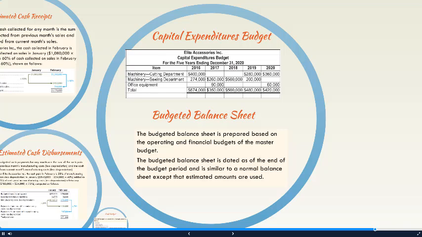And finally, we can look at the capital expenditures budget and our budgeted balance sheet. The capital expenditures budget is just looking at all of those capital expenditures we expect to have over the year so we can budget accurately for them. The budgeted balance sheet is prepared based on the operating and financial budgets of that master budget that we can prepare. It's dated as of the budgeted period and is similar to a normal balance sheet, but just estimated amounts are used.